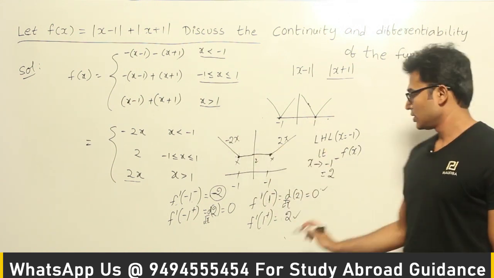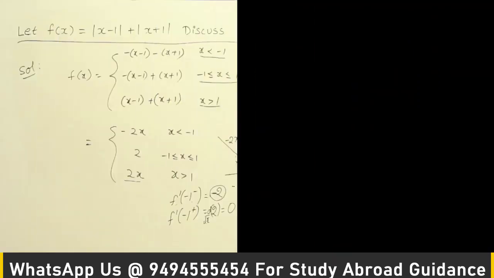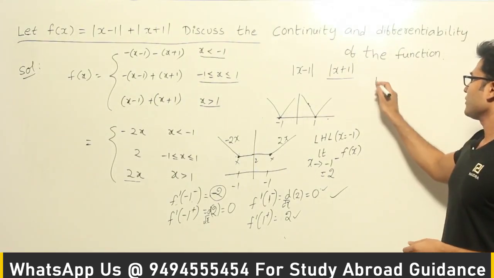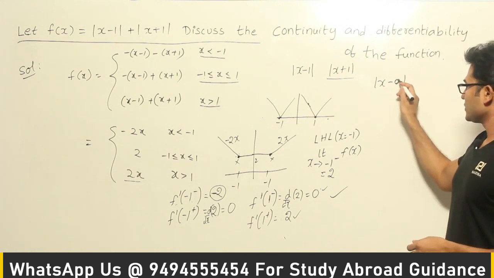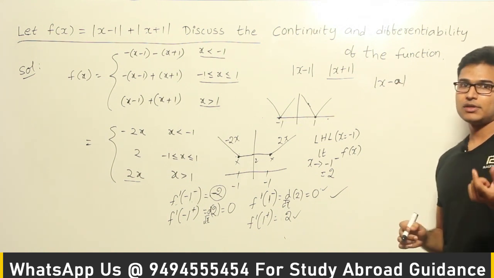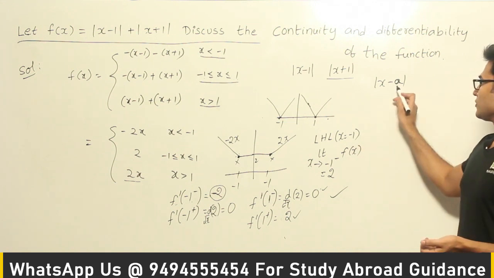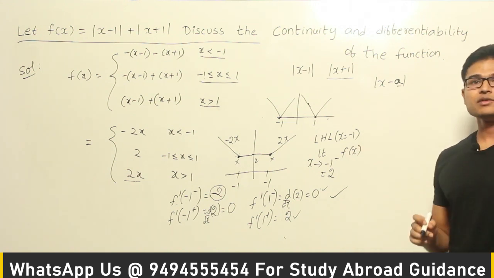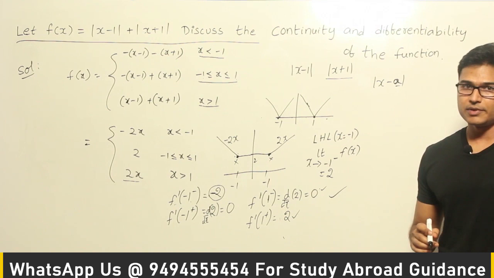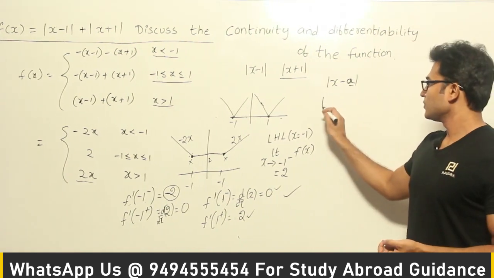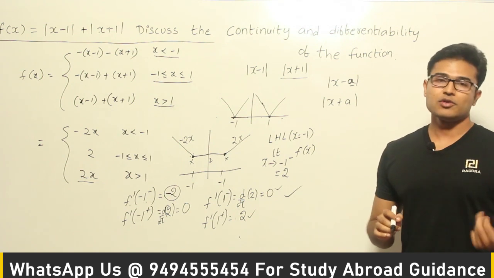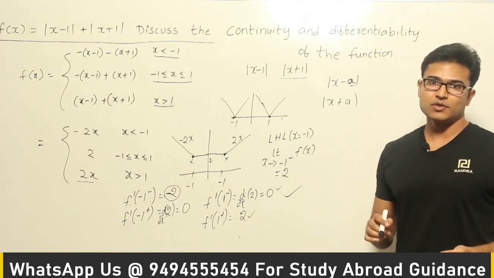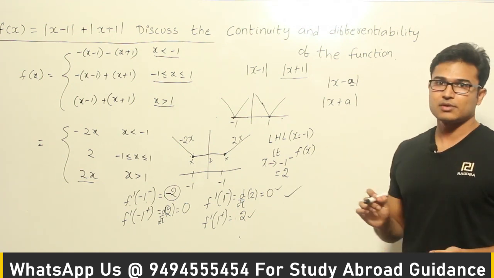Got it? Okay. So one more point is, whenever you have a function like mod x minus a, definitely this function will have a corner edge, or a sharp edge, at x equal to a. Therefore at this point it will not be derivable. You can remember that. Which means if we have mod x plus a, then at x equal to minus a, it is not going to be differentiable or derivable because it is going to have a sharp edge, right?